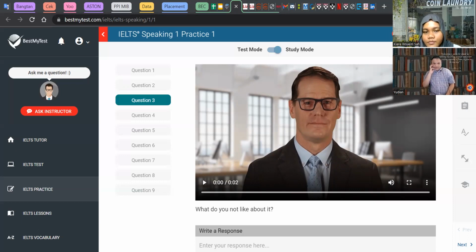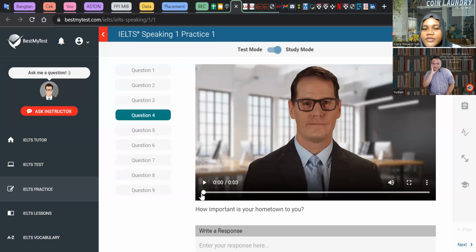So many people choose to live in apartments, and therefore it doesn't make anything better. It's just crowded. It's very crowded. That's the bad thing about my city, and also it's very dirty compared to any other cities in Indonesia. I think this one is the dirtiest city, in my opinion. Okay. How important is your hometown to you?